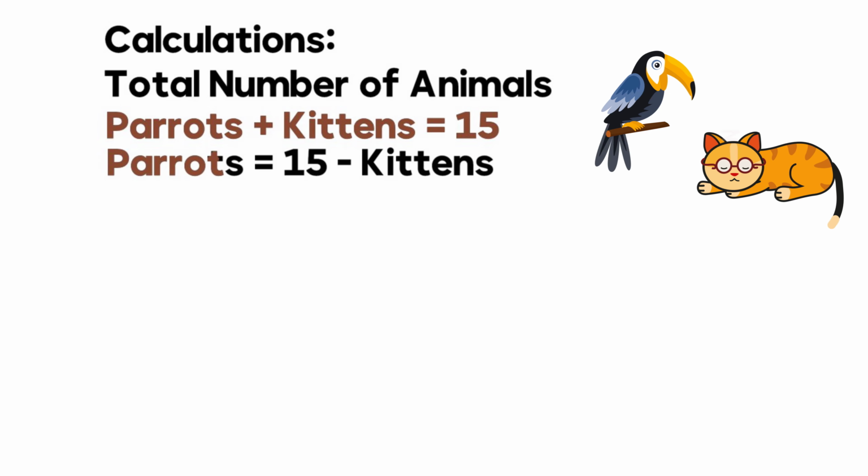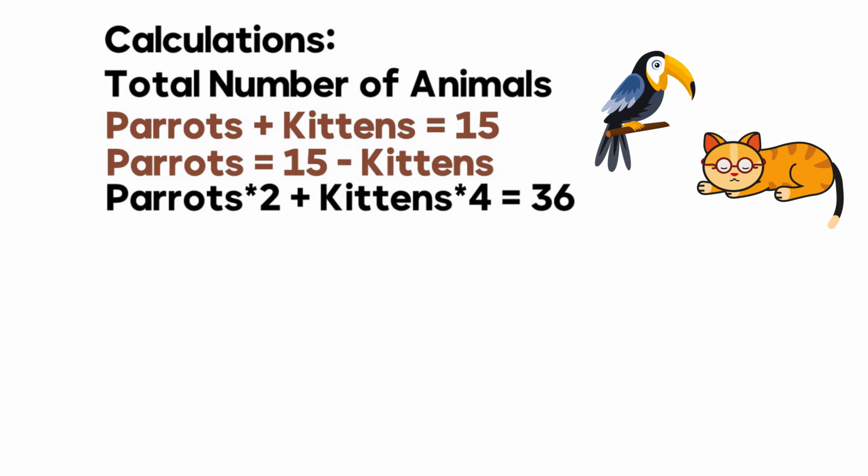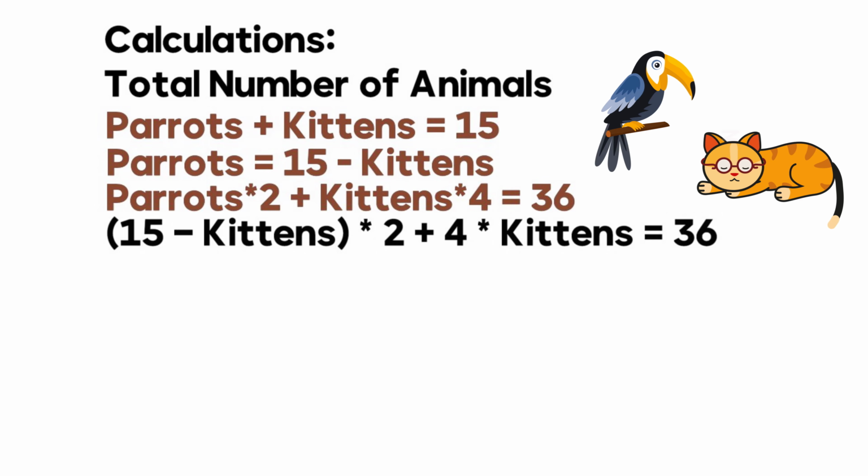Number of parrots equals 15 minus number of kittens. We can do a similar expression based on the number of legs: 2 multiplied by the number of parrots plus 4 multiplied by the number of kittens equals 36. Now let's replace parrots in this expression with 15 minus kittens. So (15 minus kittens) multiplied by 2 plus 4 multiplied by the number of kittens equals 36.